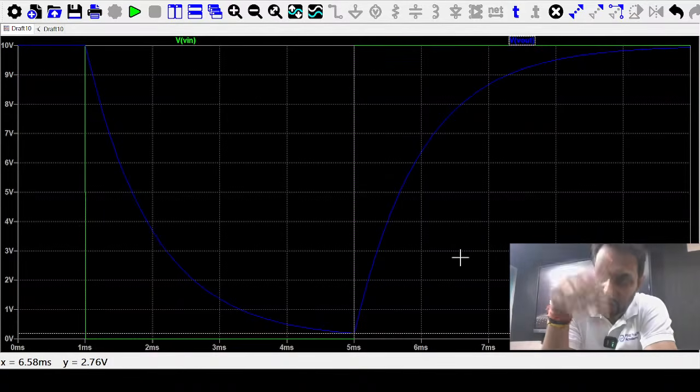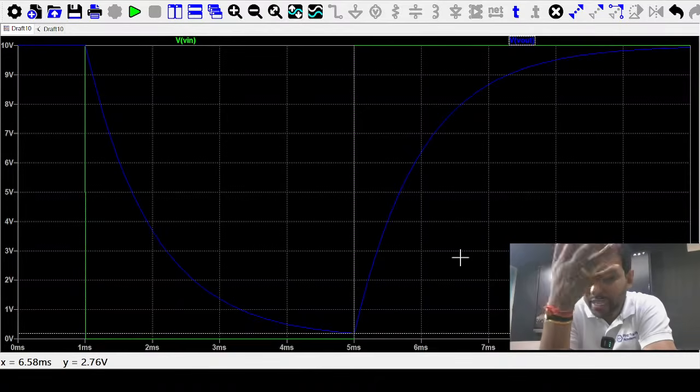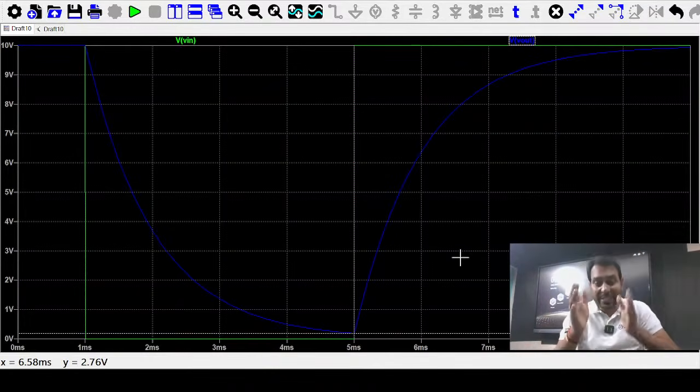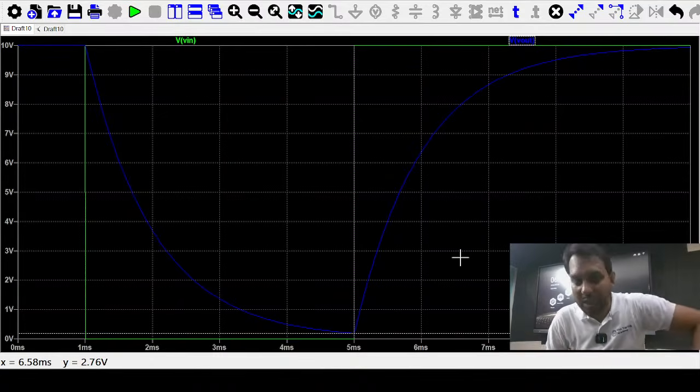And after that it will reach the maximum. Why? Because after 5 milliseconds the time keeps going on and the input is maintained at 10 volts, so it will reach 10 volt. There is no problem. But whenever you decide the pulse width, remember that the capacitor has a limitation for charging and discharging. If the pulse width duration is not enough, meaning nearly 5 tau or greater than 5 tau, it will not charge fully or discharge fully.